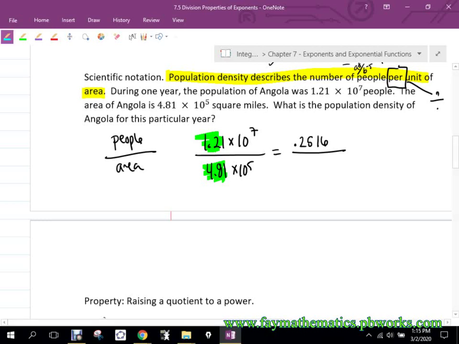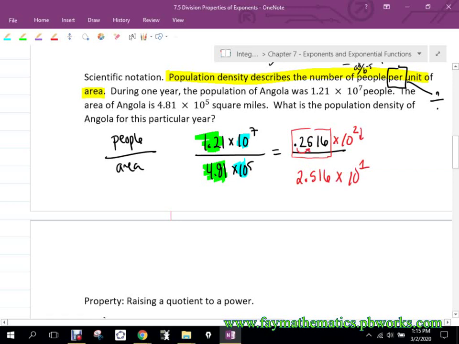Are these like bases? Yes. What do you do with their exponents with like bases? Subtract them. So it's going to be times 10 to the second power. Now, is this number right here in the preferred format of scientific notation? No. So it goes 2.516. I moved it 1 to the right, so I subtract 1 from the exponent. And it gives me times 10 to the first.